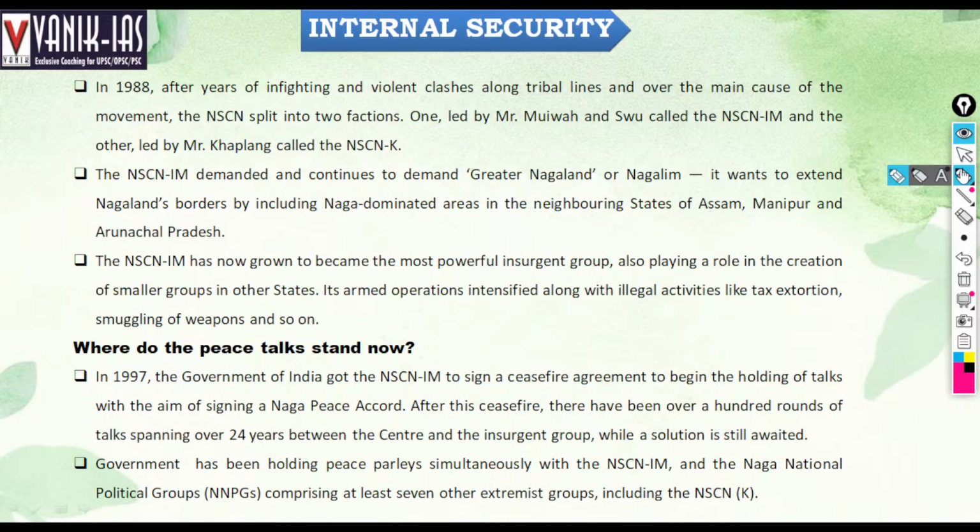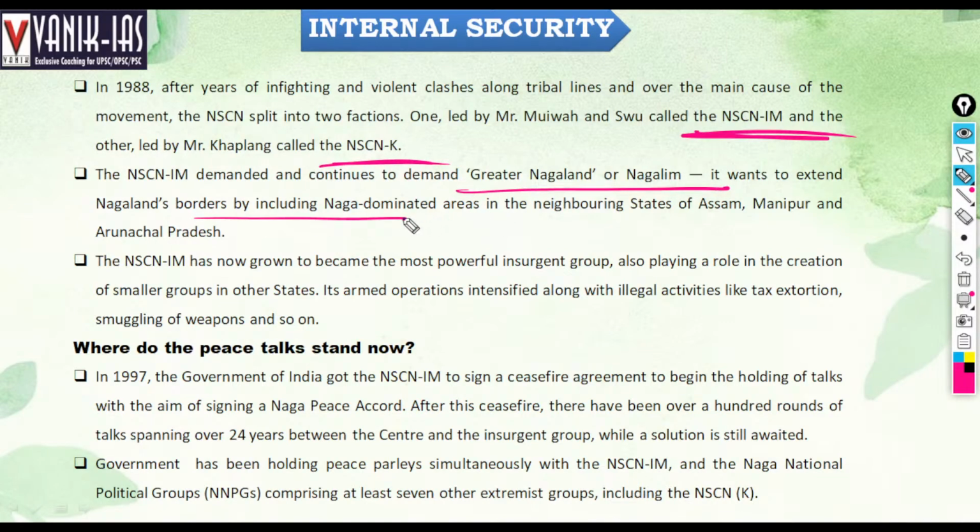In 1990, after years of infighting and violent clashes along tribal lines over the main cause of the movement, the NSCN split into two factions. One led by Mr. Muivah and Isak, called NSCN-IM, and the other led by Mr. Khaplang, called NSCN-K. So it has divided into NSCN-IM, Isak Muivah, and NSCN-K, Mr. Khaplang. NSCN-IM continues to demand Greater Nagaland, extended beyond Nagaland's borders to include Naga-dominated areas in the neighboring states of Assam, Manipur, and Arunachal Pradesh.